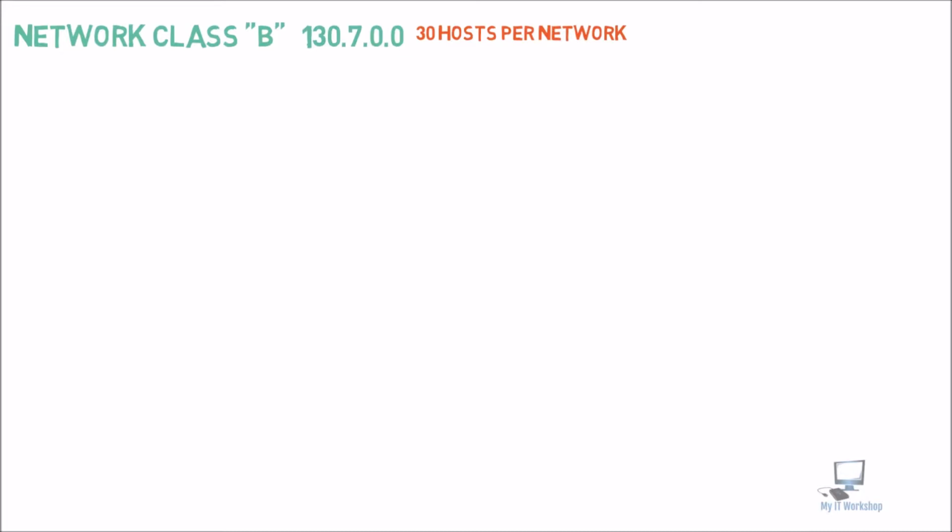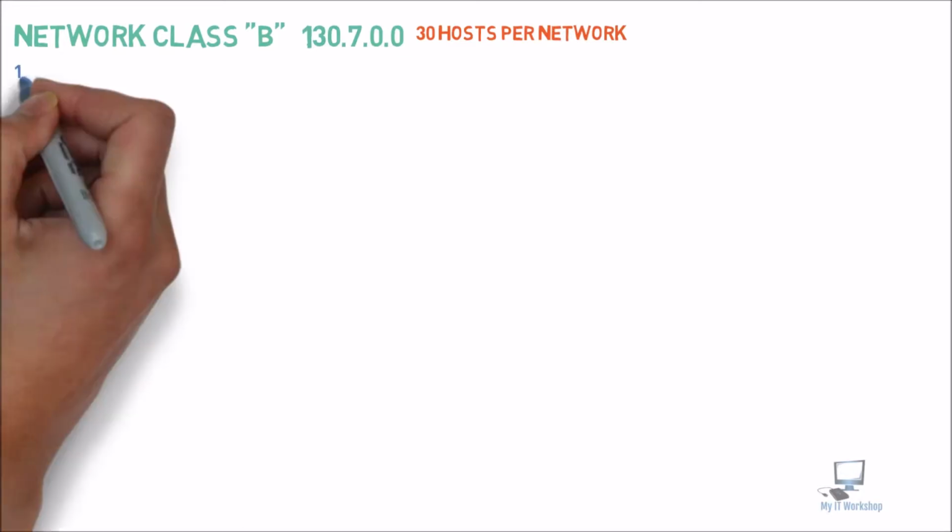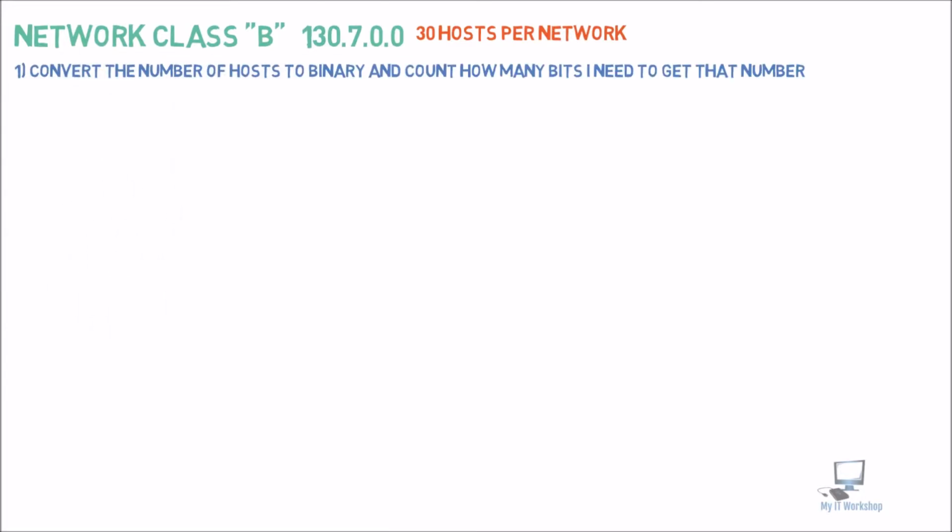So the process of doing this kind of calculation, we're going to follow a few steps. The first one is to convert the number of hosts, 30, to binary and count how many bits we need to get the number. We have done this in the first video, speaking binary, so I'm going to do it faster. We're not going to go through the calculation. 30 in binary is equal to 11110. So the number of bits, you can count them, is 5. Okay, so we need 5 bits to create the number 30 in binary.